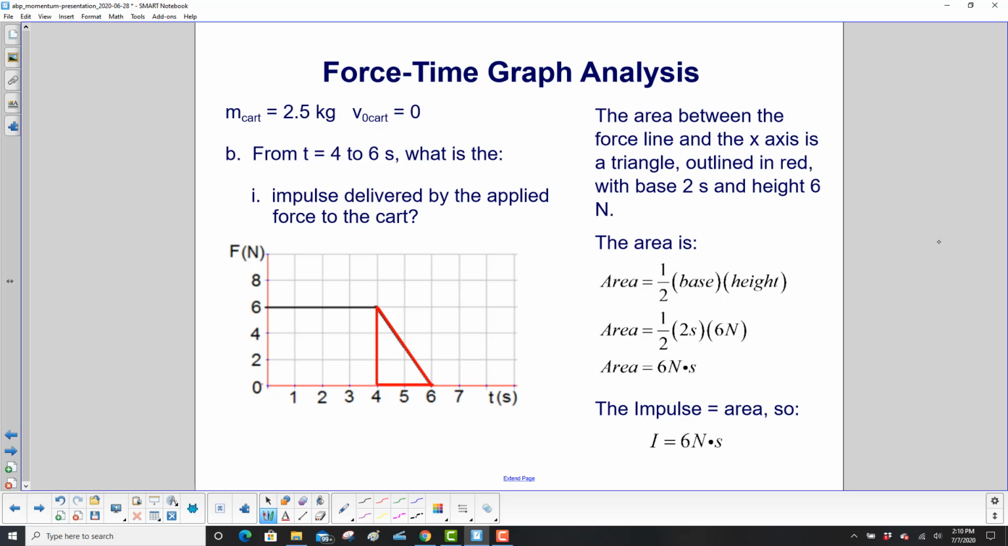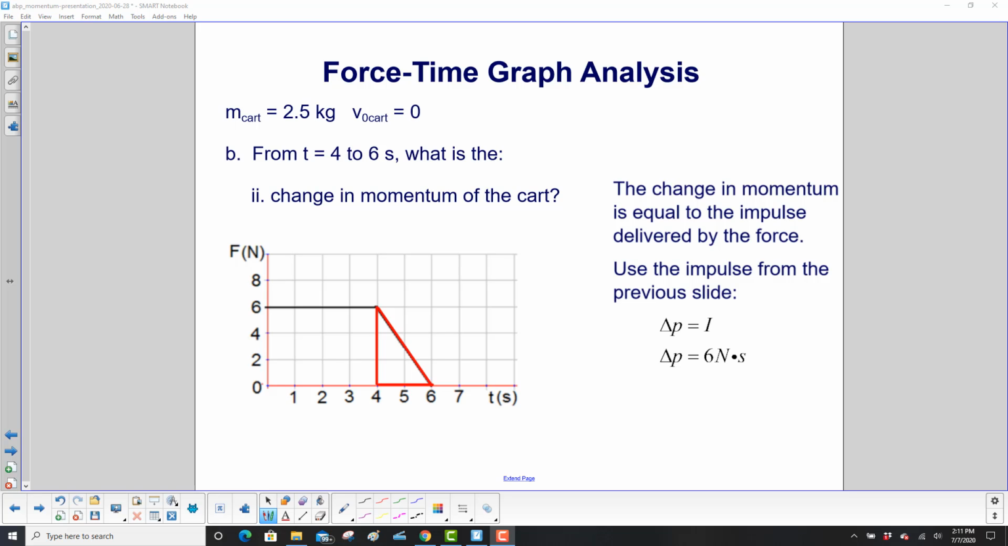Now we're going from t equals 4 to 6 seconds. We want to find the impulse delivered. So here's 4, here's 6. So we mark that out as our base. Then we take the area under the force curve. So this time, instead of a rectangle, we have a triangle. So once again, we take the area because the area of this will be our impulse. So for a triangle, it's 1/2 base times height. We put our units in here. The base is 2 seconds. The height is 6 newtons. And then we multiply through, we get 6 newton seconds. That's okay. Impulse equals area, so the impulse delivered is 6 newton seconds.